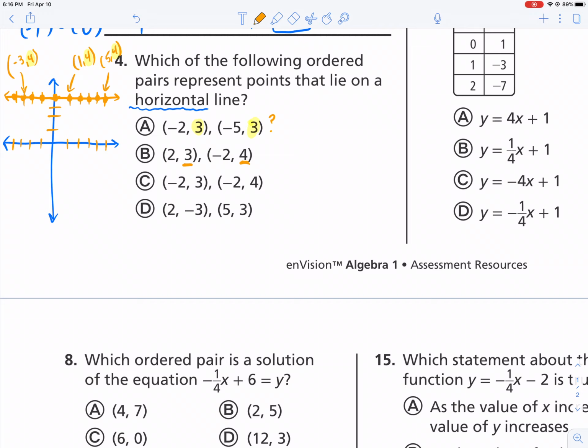Well, if I go from 3 to 4, that means it's not going to be horizontal, so it can't be B. If I look at C, it's going to go from 3 to 4 again. It can't be C. And if I look at D, it's going to go from negative 3 to 3. Okay, so negative 3 would be way down here, positive 3 would be way up here, so it definitely would be a difference in those. Okay, so for this one, I'm going to get the value of A.